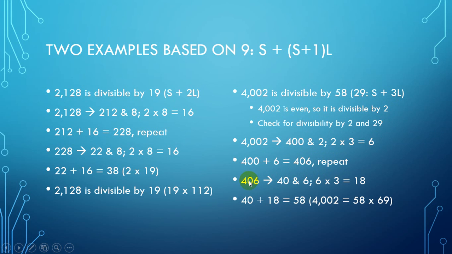And let's repeat that. Break the 406 down into 40 and 6. Take the 6, multiply it by 3, giving you 18, and that you add to 40. That gives you 58, and well, 58 is clearly a multiple of 58. It's also a multiple of 29. So therefore, 4,002 is 29 times 2, so 4,002 would be 58 times 69.